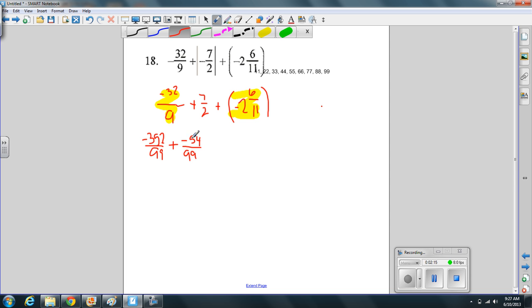Okay, what I'm going to do now is take these two numerators and add them up. So 352 plus 54 would be negative 406 over 99. Okay, that's a 0 in here. Now we're going to take 406 and add 7 over 2. We could take the negative 406 and make it a mixed number, or we can just wait till the end and do it all at once.